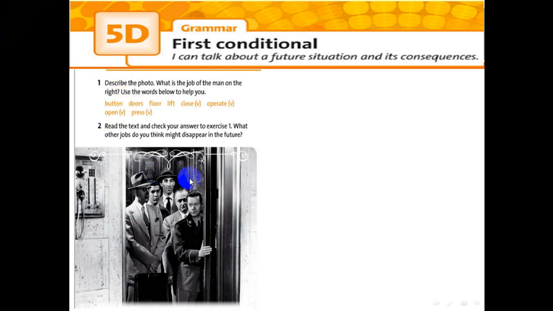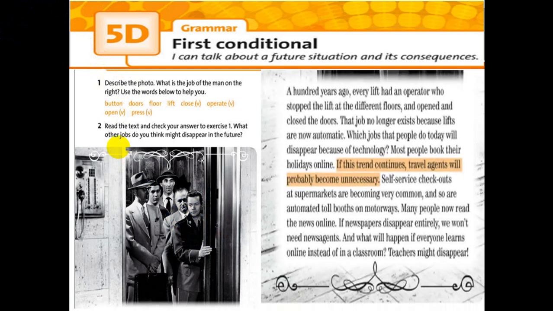So what do you think this man's job is? You still don't know? Well, let's read the text and then we will know what is his job. If you still don't know what is the man's job, or you have no idea about this old profession, وهي مهنة قديمة, we will read and then see what is his job.